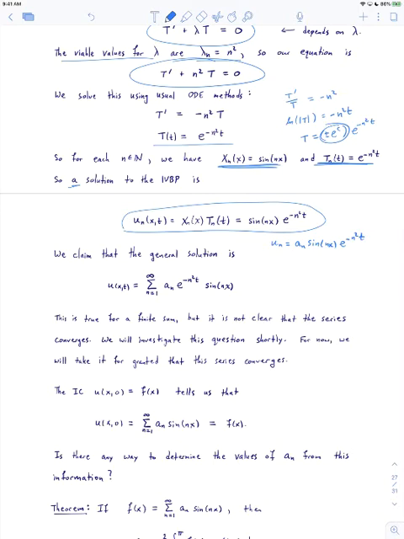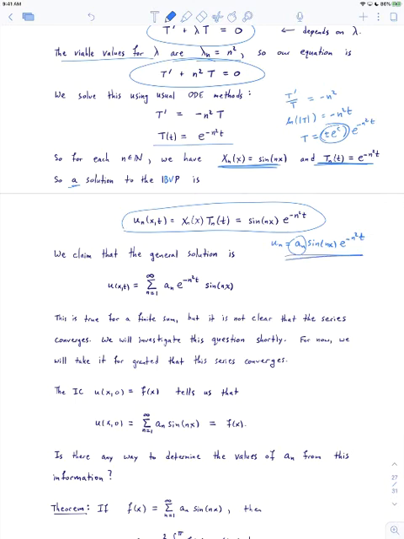We're interested in the heat equation. So we're going to put these together by multiplying the two individual solutions, X_n times T_n, and we can put the arbitrary constant in front of that. Now, that's a solution to the initial boundary value problem for every n.